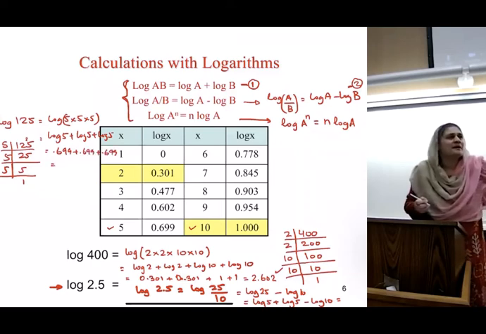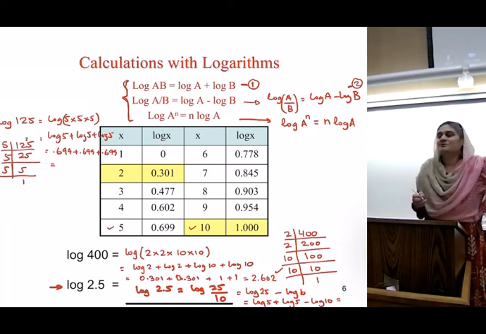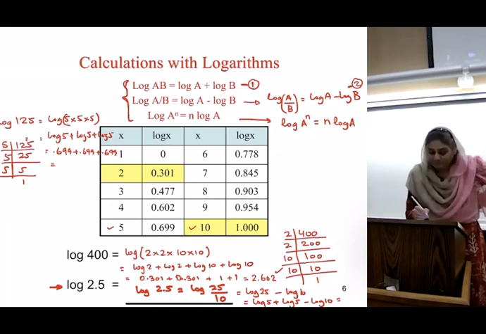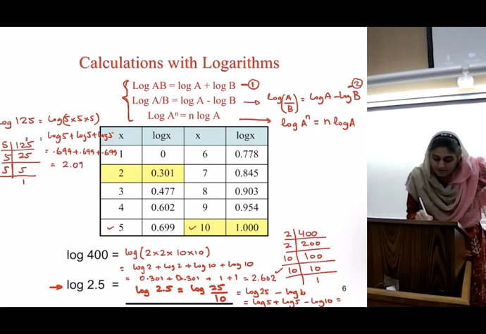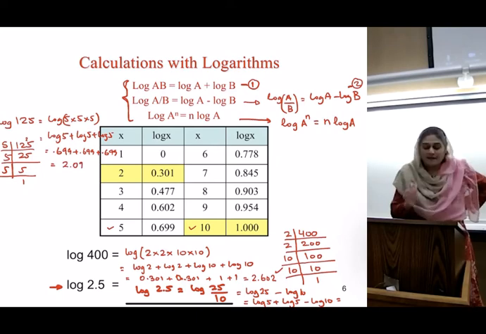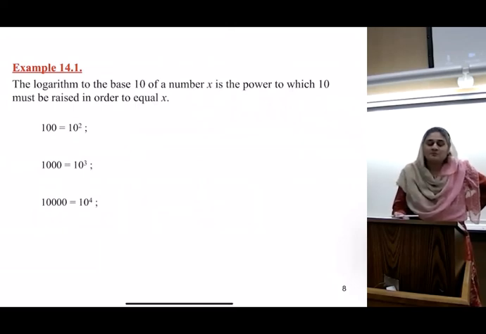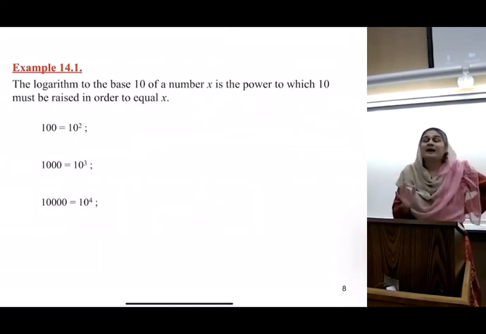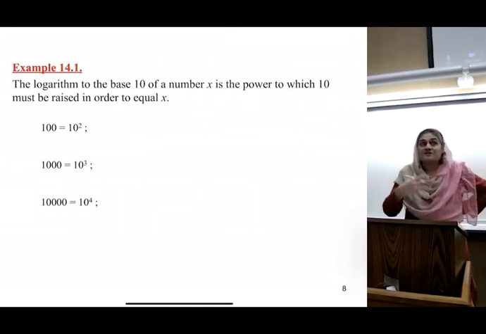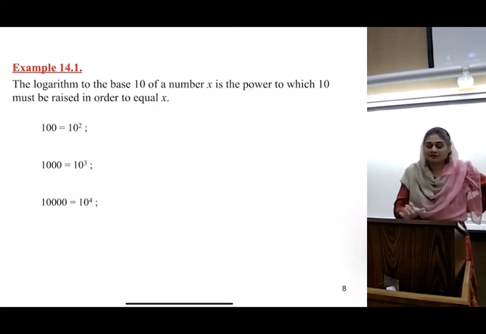Can someone do that now? 0.699 times 3? 2.09-ish. Okay, so how does that work when we want to talk about logs? So how do we say logs as if we were talking the terminology?